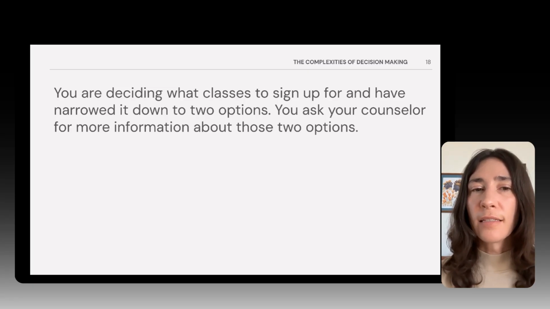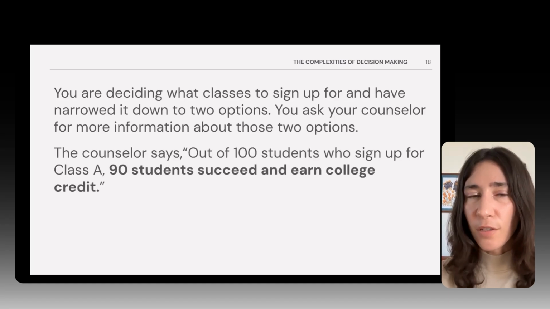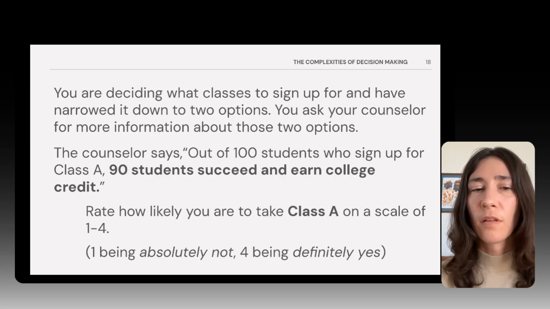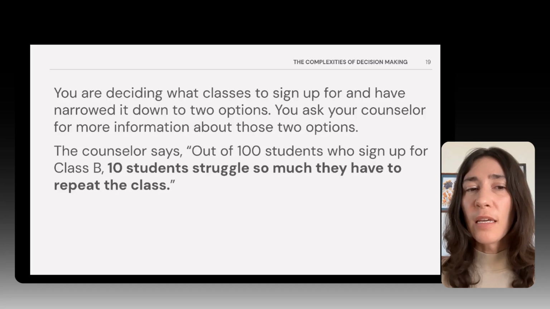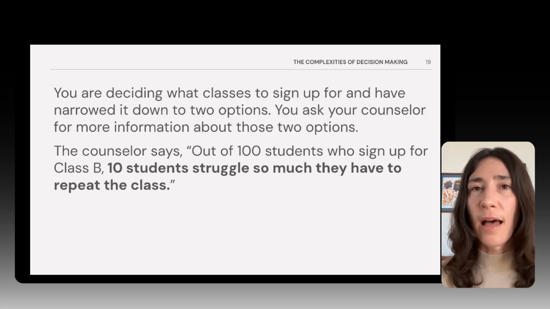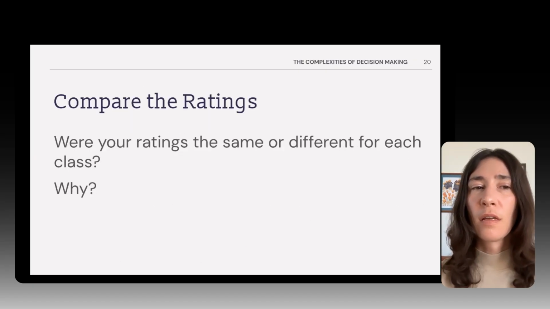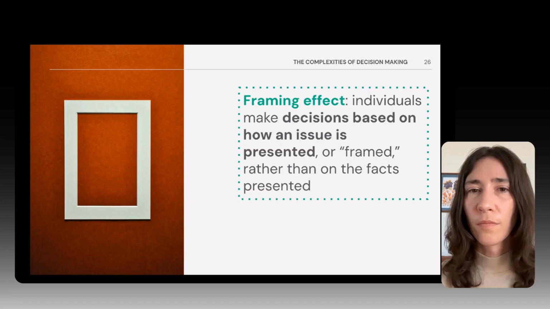You are deciding what classes to sign up for and have narrowed it down to 2 options. You ask your counselor for more information about those 2 options. The counselor says, out of 100 students who sign up for Class A, 90 students succeed and earn college credit. Rate how likely you are to take Class A. For Class B, out of 100 students who sign up, 10 struggle so much they have to repeat the class. Rate how likely you are to take Class B. Compare the ratings. Were they the same or different for each class, and why?